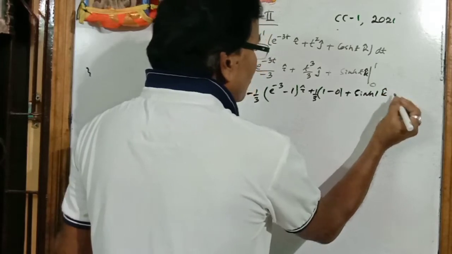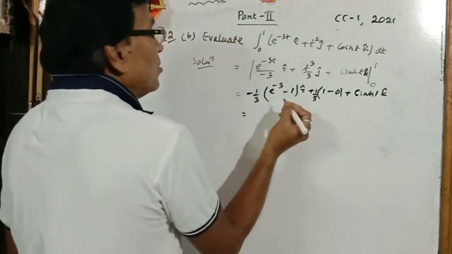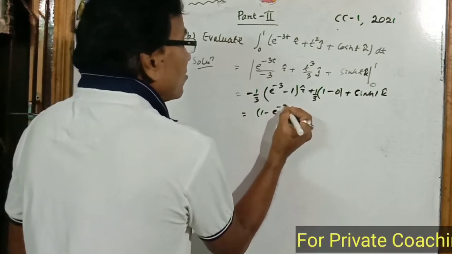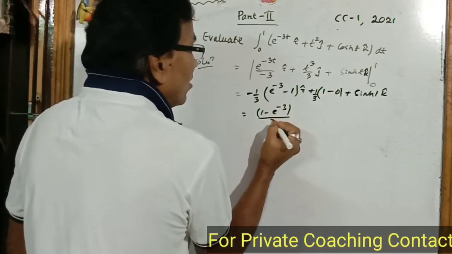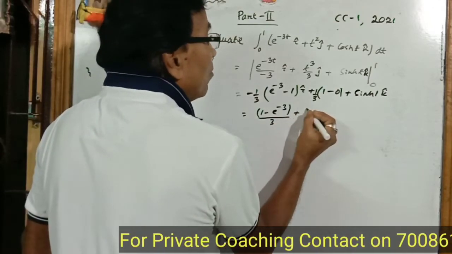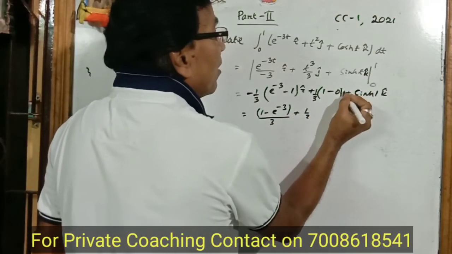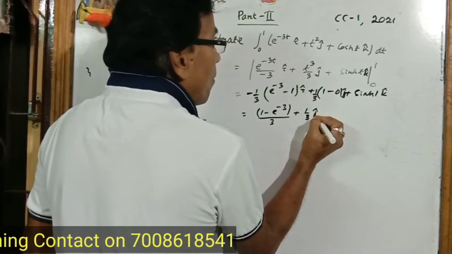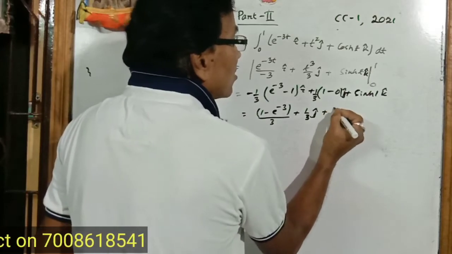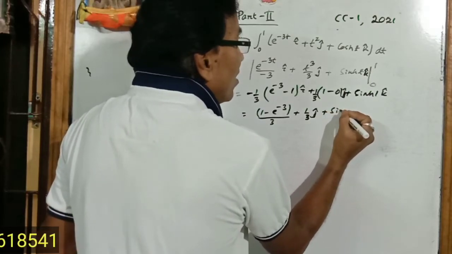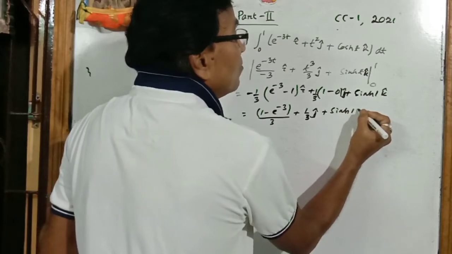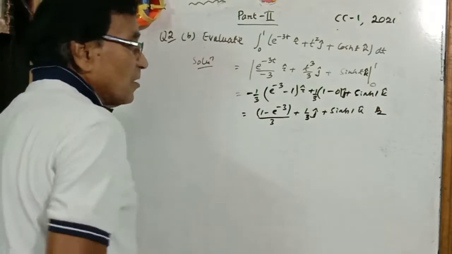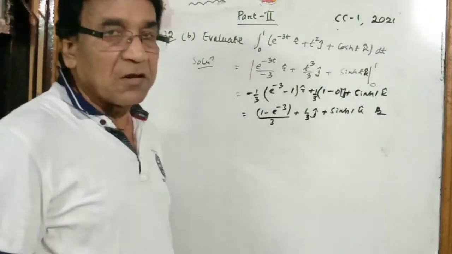k cap. So on simplifying, we are getting 1 minus e to the power minus 3 whole divided by 3 into i cap, plus 1 by 3 into j cap, plus sine hyperbolic 1 into k cap. So this is the result of this integration. So next we'll consider the next question.